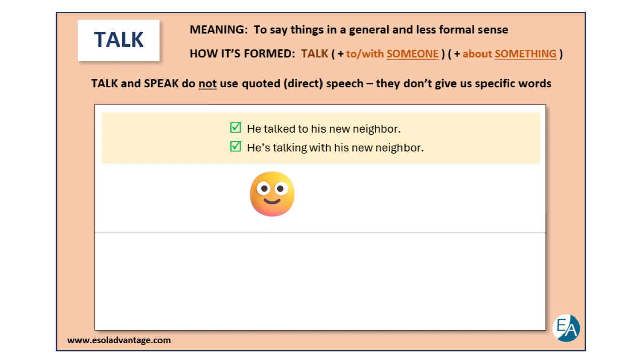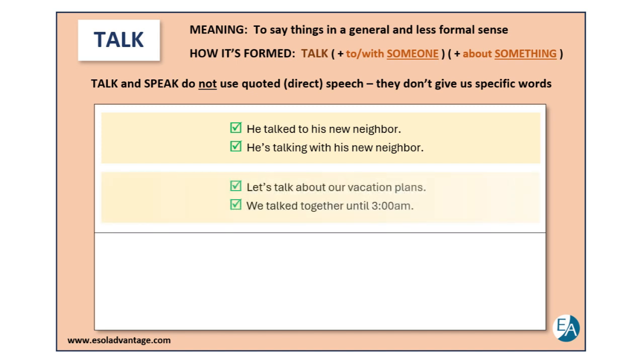First, he talked to his new neighbor. He's talking with his new neighbor. Once again, we can talk to someone or we can talk with someone. The difference is to is more focused on my information that I give, whereas with focuses more on the conversation that we have together. Let's look at a second example.